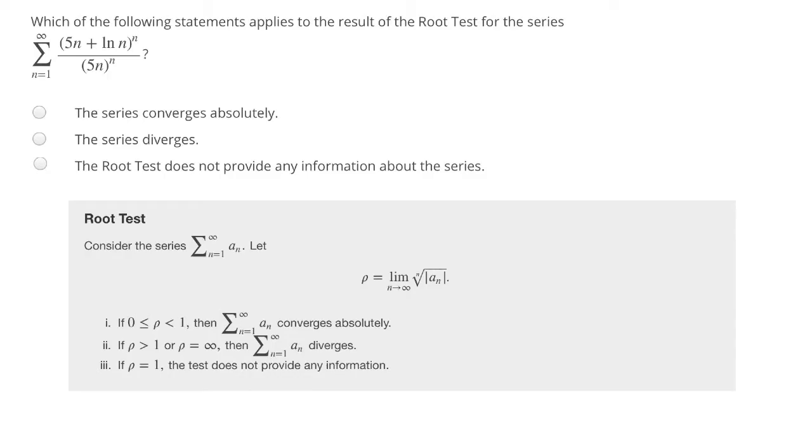If the value that we get out of that is between 0 and 1, then our series is going to converge absolutely. If our limit is greater than 1, or if the limit is infinity, then the series is going to diverge. And if the limit is 1, then the test is inconclusive in that case. And so with that in mind, let's take a look at applying the root test.